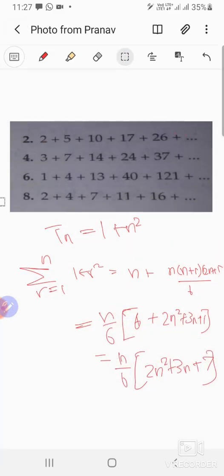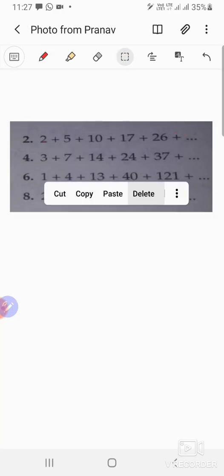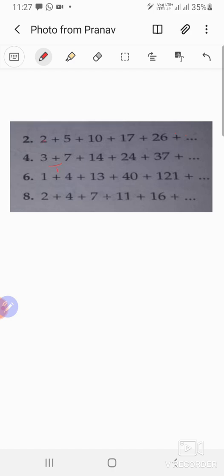So you got 3 plus 7 plus 14 plus 24. What's the difference? You got 4, you got 7, you got 10. It's also an arithmetic progression. So you can do this if you want to. I'm not really wanting to do this, but fine, just do it. So tn equals an squared plus bn plus c.